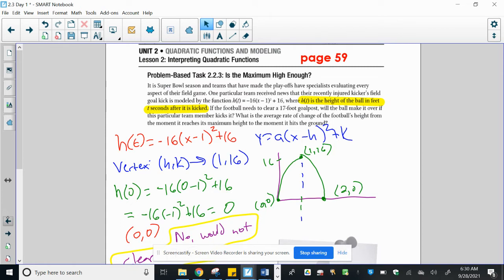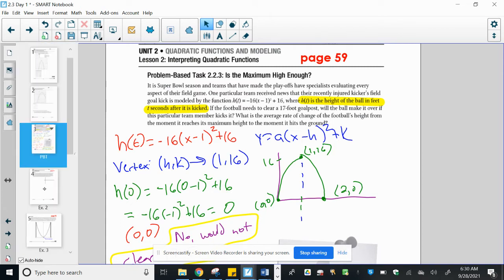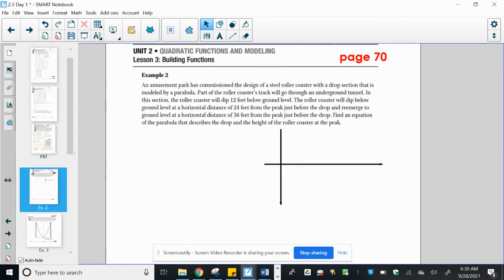All right. Next, we're going to do a couple examples from our next section. So our next section is section 2.3.1. That's going to be building quadratic functions from a real-world context problem. So we're going to focus on problems like example 2 and example 3 today. So we're going to flip ahead to page 70.